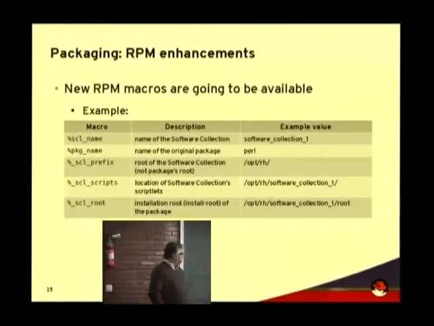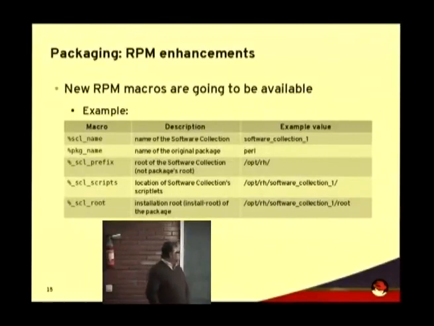And then the SCL prefix. What is the root of the software collection? In this case, I was building it in Red Hat, so I installed it in opt-rh. If I was building it in Fedora, I would use opt-fedora, whatever vendor tag I wanted to use. So opt-vendor tag. And then I have two directories that I define.